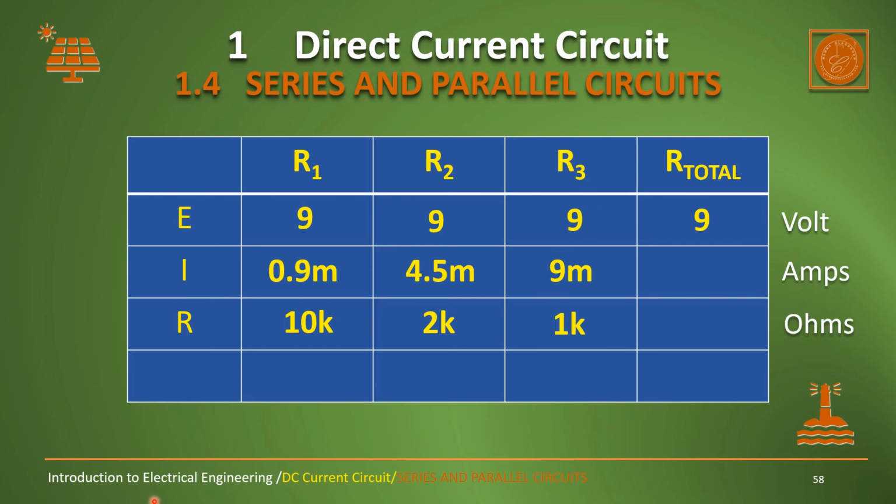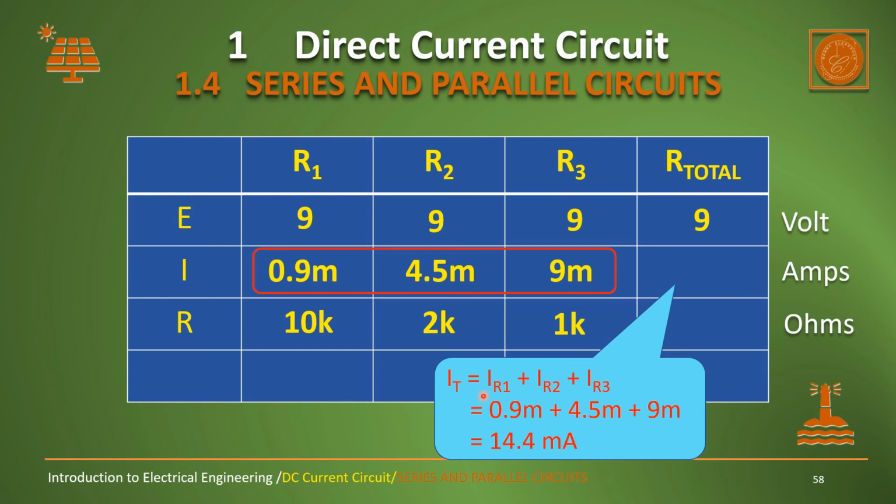Let's go back to the table. Since the total current in a parallel circuit is equal to the sum of all the branch currents, and the current through R1 is 0.9 milliamp, R2 is 4.5 milliamp, and R3 is 9 milliamp, we add all three together to get the total current. I total equals IR1 plus IR2 plus IR3, so we get 14.4 milliamp. So we can fill the cell with 14.4 milliamp.